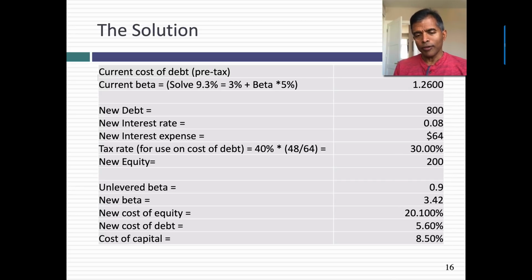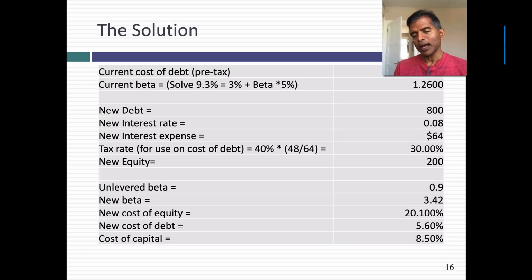I go back to, I first solve for my unlevered beta. To solve for my unlevered beta, here's what I had to do. I had to start with the current beta and then use the existing debt to equity. Remember, it's $400 of debt for $600 of equity. And use the existing tax rate of 40%. I came up with an unlevered beta of 0.90.